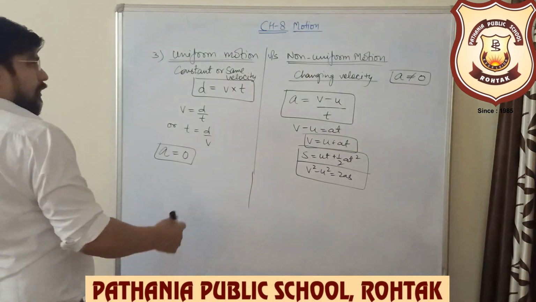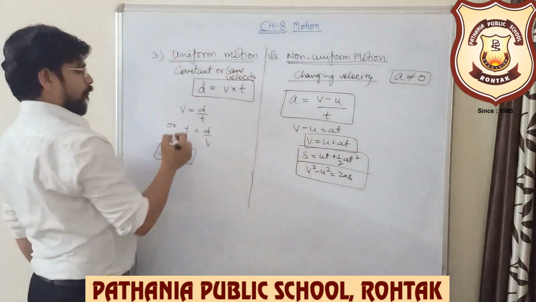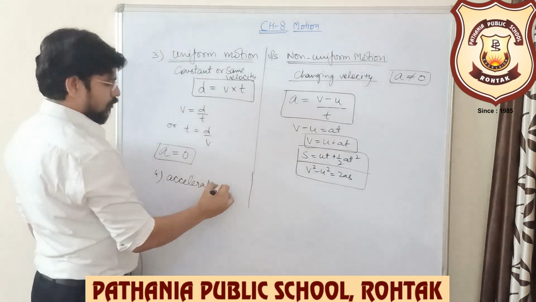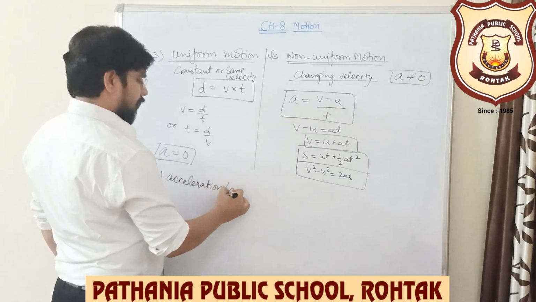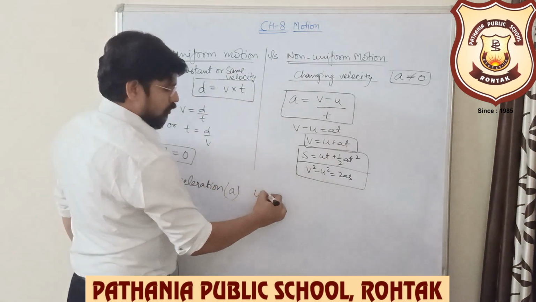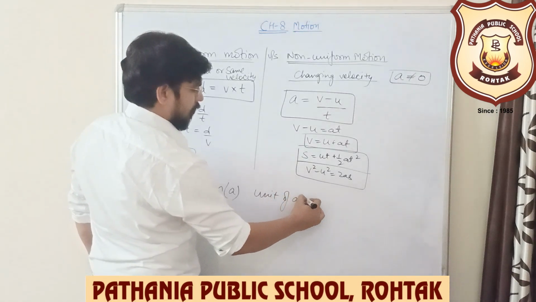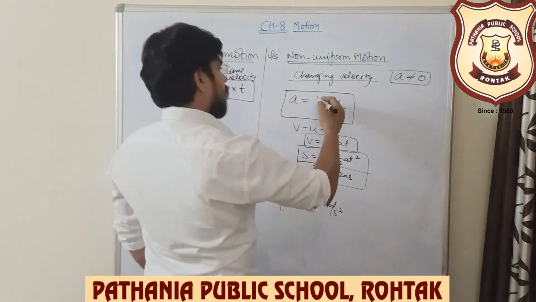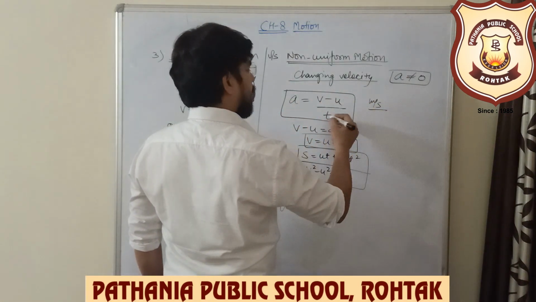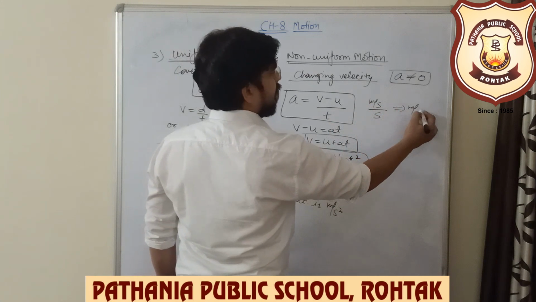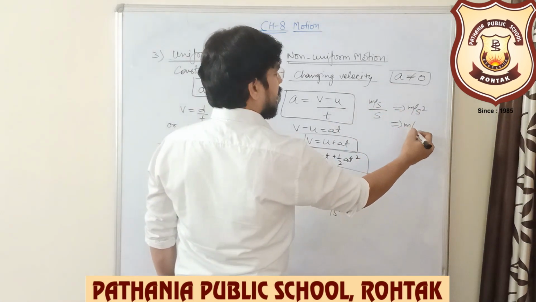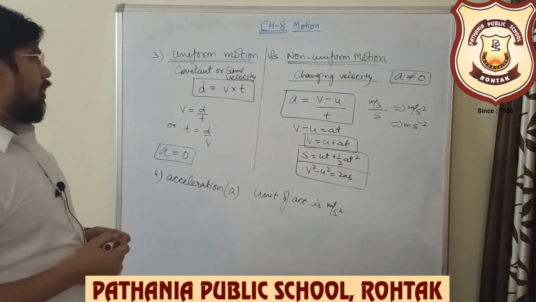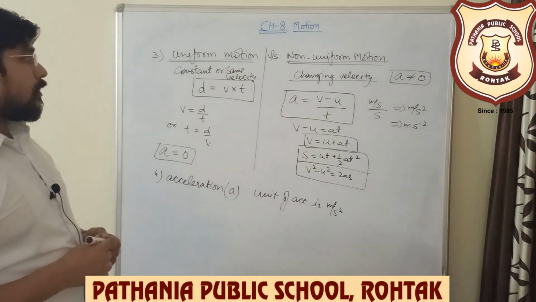Next point, we are having acceleration, which we have already discussed here. So the fourth point, acceleration, is also covered. Acceleration is represented by a, and the unit of acceleration is meter per second square, because the difference in velocity is in meter per second, divided by time in seconds, gives the acceleration unit meter per second square. We can also write it like meter second minus 2.